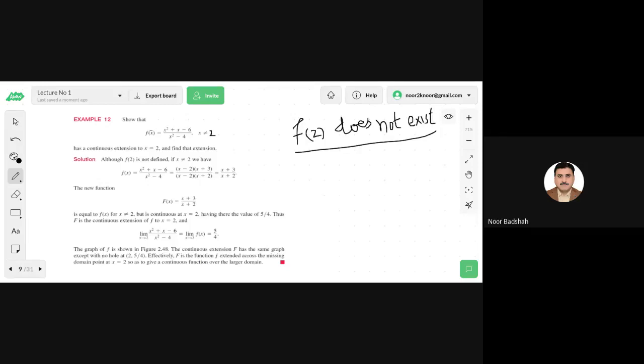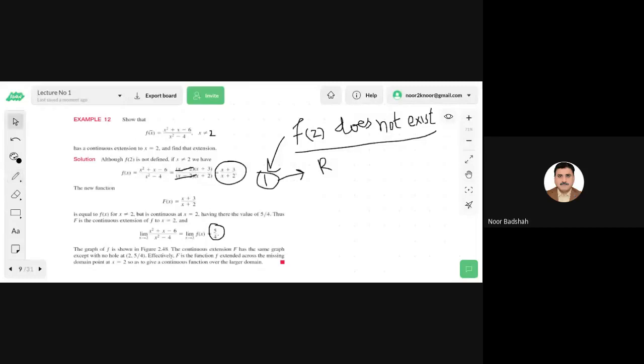Okay, so it means if f of 2 doesn't exist, while what about the limit? Limit of this function can be found easily. You see, factorize this function, that is x minus 2 x plus 3 by x minus 2 x plus 2. You simply cancel the common factor there, you get x plus 3 by x plus 2, and then applying limit x goes to 2, we get 5 by 4. So limit at this point exists and f of 2 doesn't exist. So because of condition 1, the function is discontinuous, and that discontinuity is a removable discontinuity, as limit exists while value at that point doesn't exist.